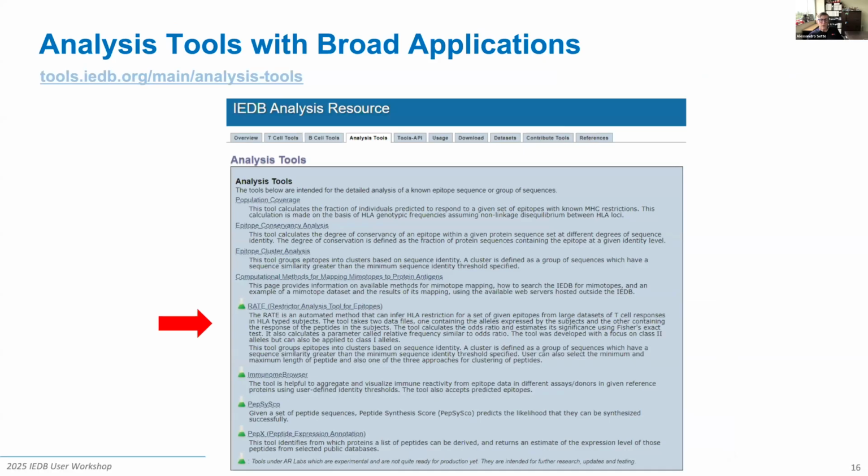Another tool which is quite powerful is the RATE tool. And essentially, the RATE tool was developed taking the lead from classic genetics and odds ratio analysis. And what the tool does is guess the restriction, HLA restriction, of epitopes based on known reactivity data.